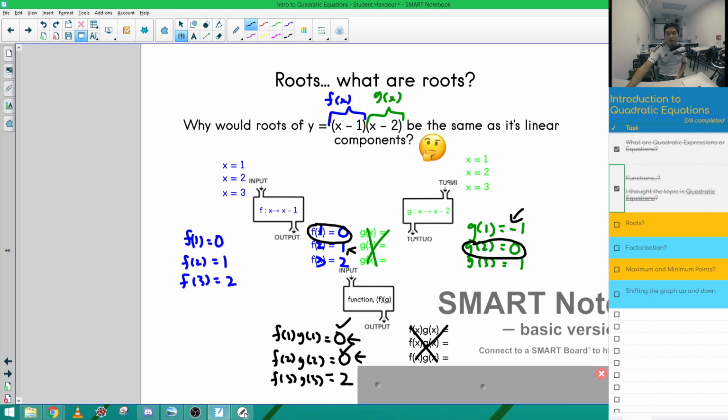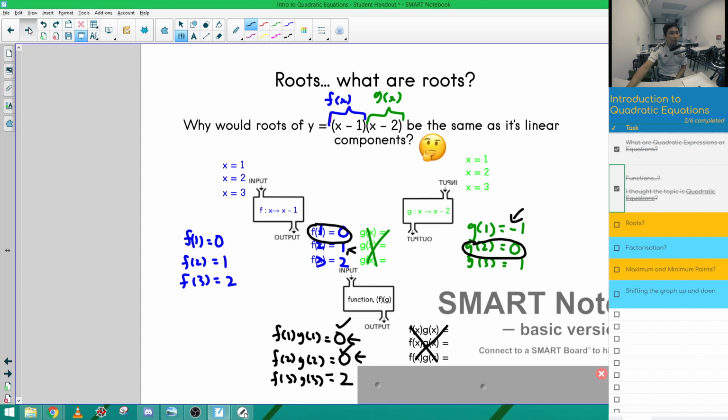So I hope that is something very interesting. Although I cannot tell you the proof that Gauss did to prove that a quadratic has two roots, this is something similar. We kind of understand why we have two roots now. And we're almost wrapping up roots.